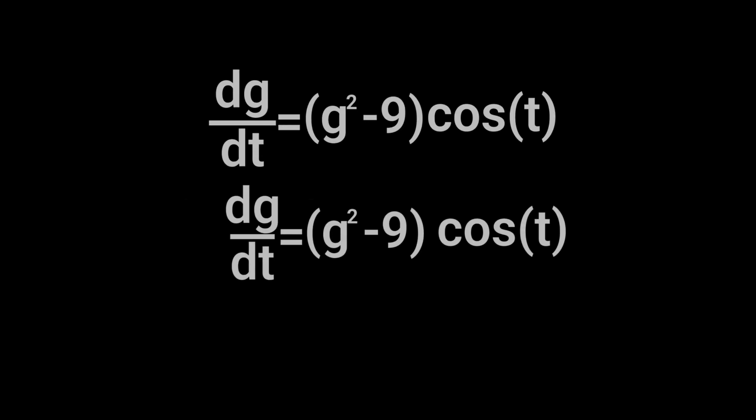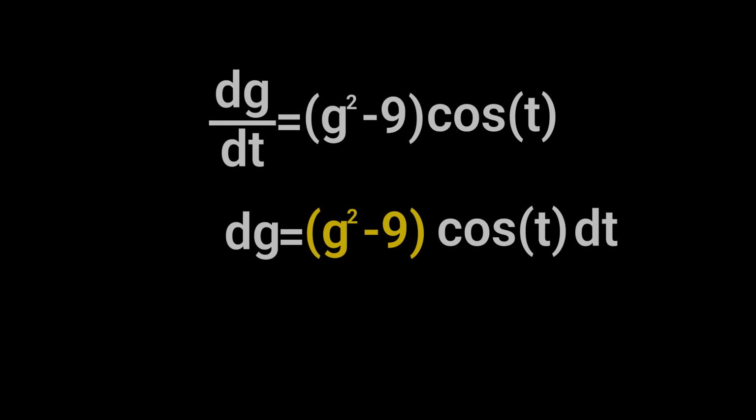Let's have t's on the right side and g's on the left side. So we want dt on the right side. To move dt to the right side, we multiply both sides by dt. Then on the left side, dt and dt cancel each other out, and we have dg equals (g squared minus 9) cosine of t dt.